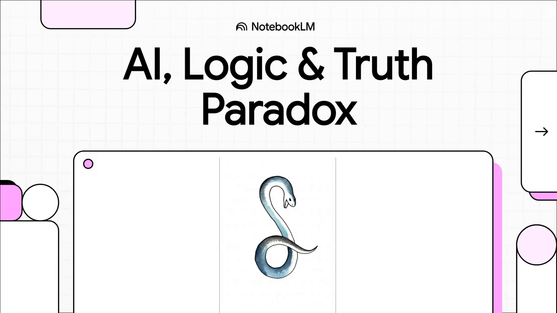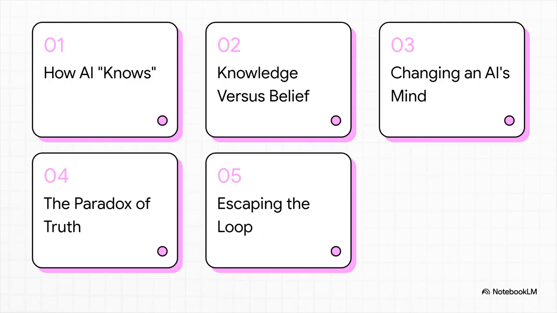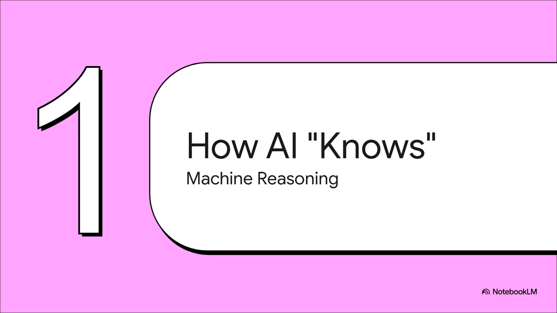So you know what? Let's do it. Let's build an AI's mind from the ground up, and then see where it breaks. So here's our game plan. We're going to start with how an AI knows anything in the first place. Then we'll tackle the tricky difference between its knowledge and its beliefs and how it actually changes its mind. After that, we dive headfirst into the mind-bending paradox of truth, and we'll see if there's any way to escape the loop.